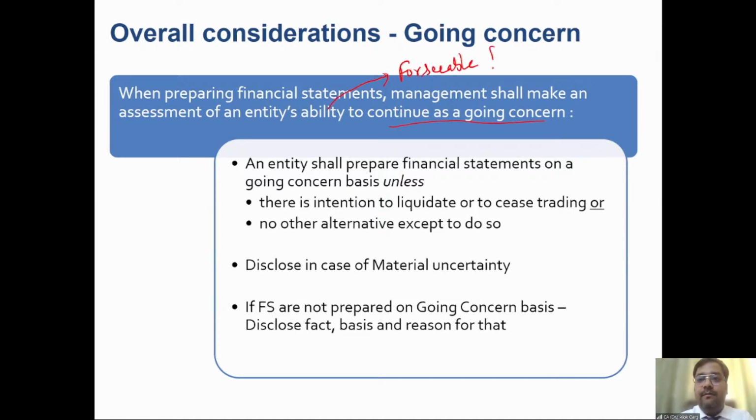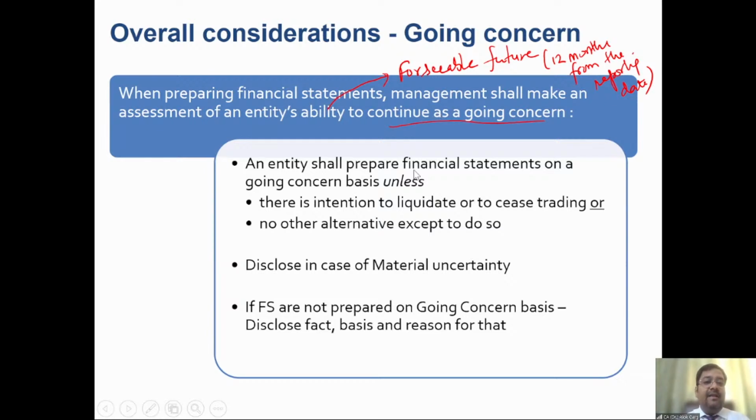Foreseeable future. What is the definition of foreseeable future? The definition of foreseeable future is 12 months from the reporting date. Please write down 12 months from the reporting date. So management must estimate that yes, my business will run at least for 12 months from the reporting date.